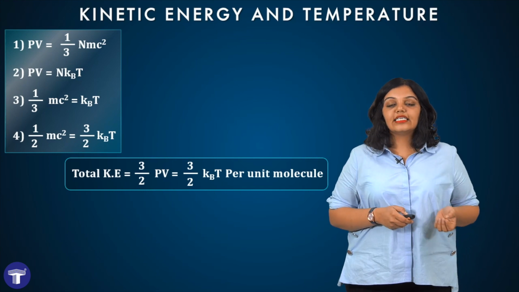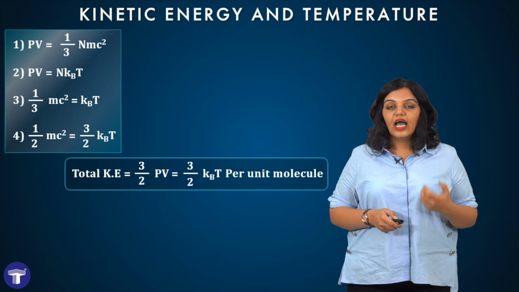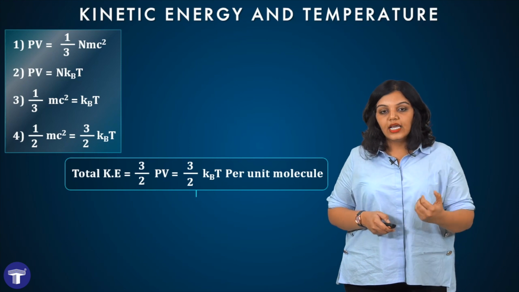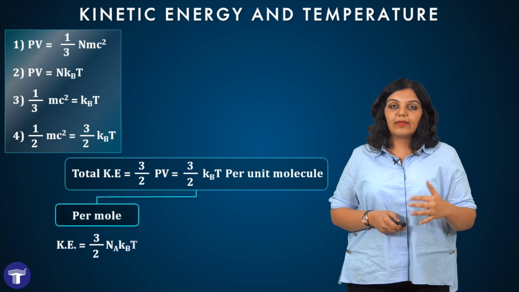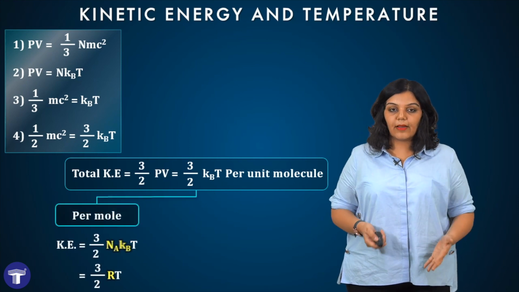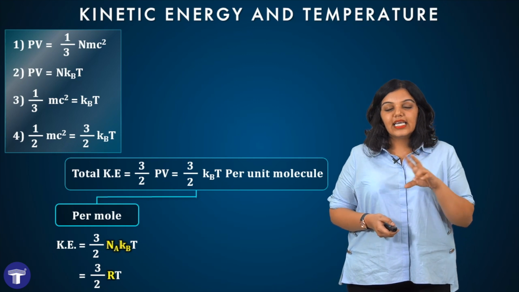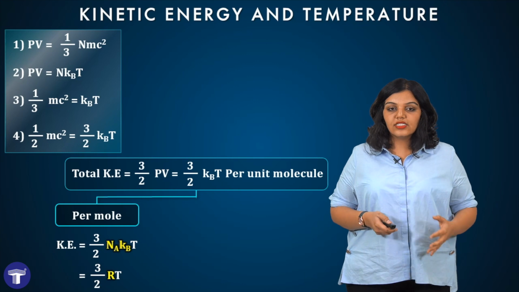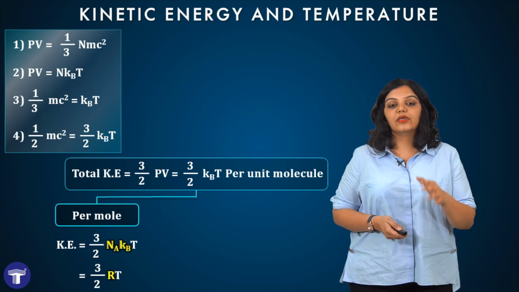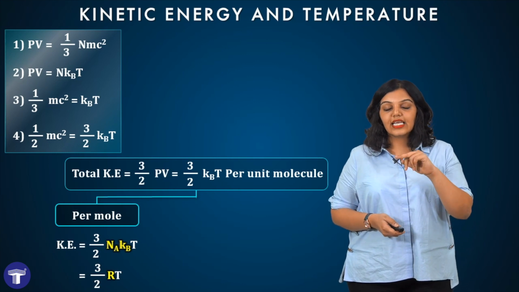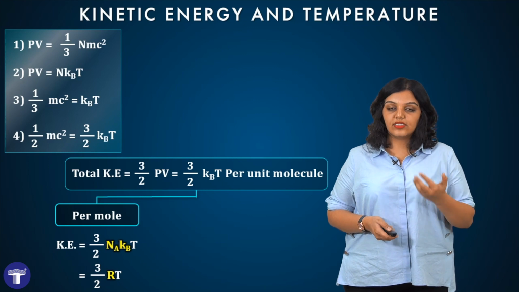So I found the total kinetic energy per molecule. I can write this down for a mole, and to do that I simply have to multiply by N_A, which is Avogadro's number. So I get KE = 3/2 N_A k_B T, but N_A k_B I know is nothing but the gas constant, and therefore KE turns out to be 3/2 RT, where I replaced N_A k_B by just the gas constant R.